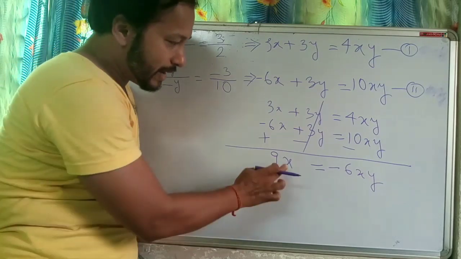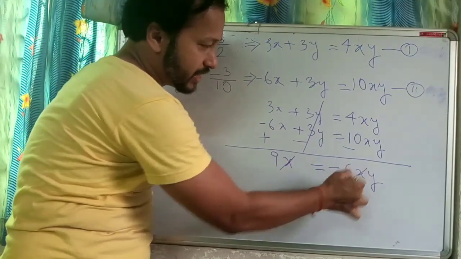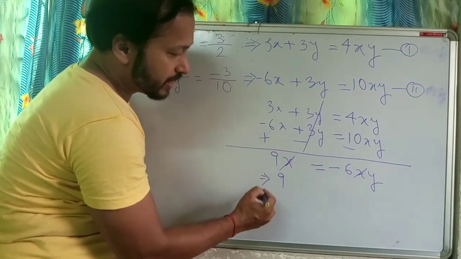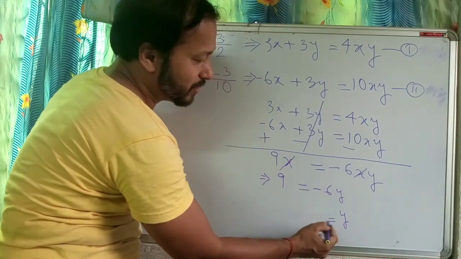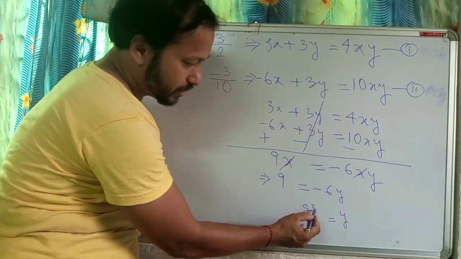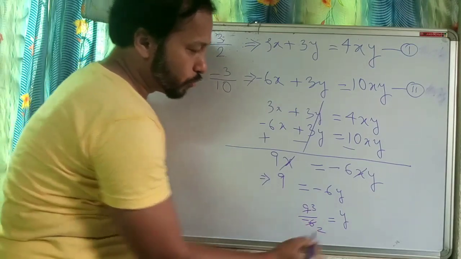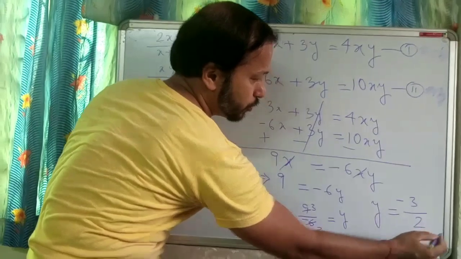Now x is there, x is also there, so x cancelled. What is left? 9 equal to minus 6y. So y equal to 9 by minus 6. 3 ja 3, 2 ja. So y we got minus 3 by 2.